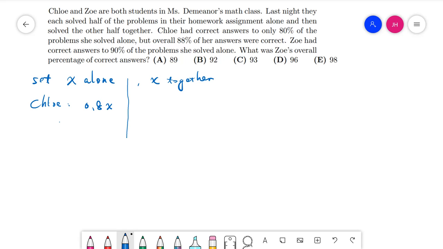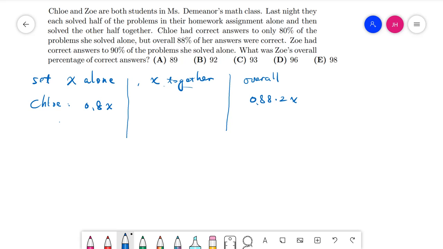And let's check what's next. And overall, 88% of her answers were correct. So not just this alone, it's all together. She has 88% of her answers correct. So overall, let's put overall here. So she has 0.88 times 2x correct problems.